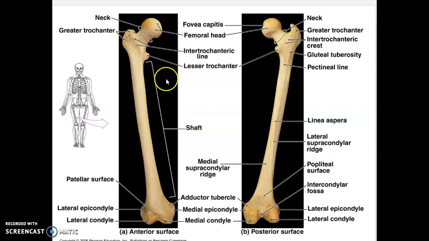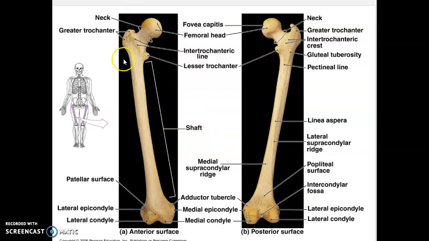But in the back, it's not just a line, it's literally a crest. You could stick your finger in this. It's thick enough to where you could rest your finger inside of it, but again, it's intertrochanteric, therefore it's connecting the greater trochanter to the lesser trochanter, but it's much deeper in the back than it is in the front.